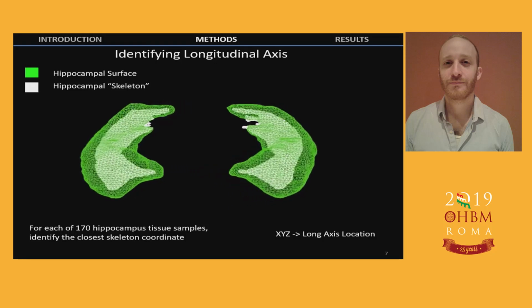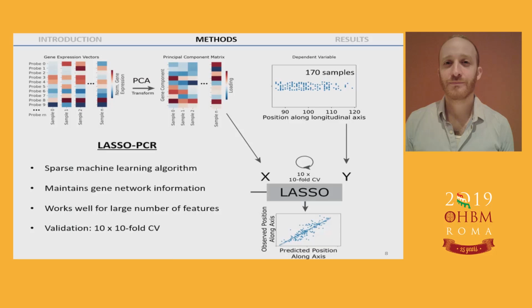We could then use machine learning approaches to try to predict where along this anterior-posterior axis the tissue samples were extracted from using just gene expression information. To do this, we used a sparse principal component regression with multiple tenfold cross-validation.